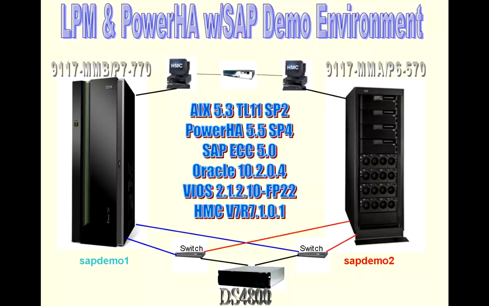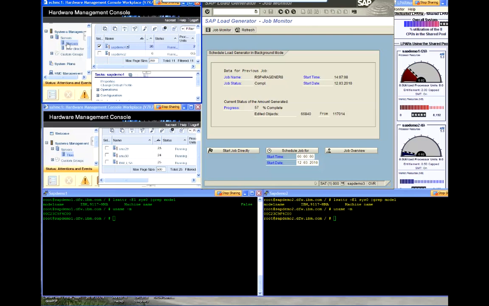What you see in front of you is, on the left side, two HMC screens. On the top left is System Mercury, which is our Power 6 server. Underneath that is System Titan, which is our Power 7 server. This environment is running SAP in a PowerHA for AIX clustered environment. What we have on the right-hand side is LParmon, which is a monitoring utility that shows performance of the system.